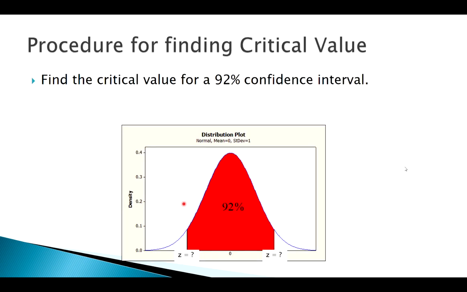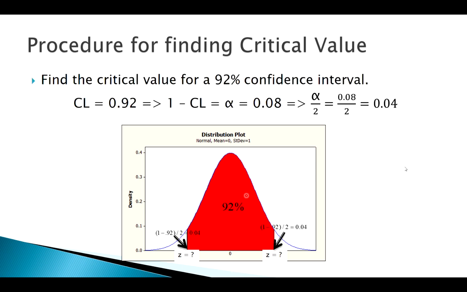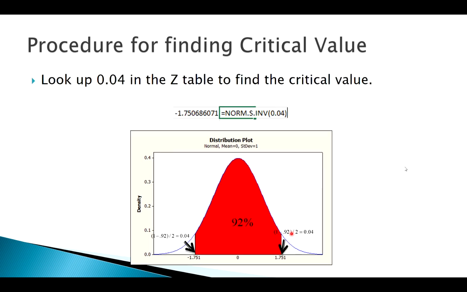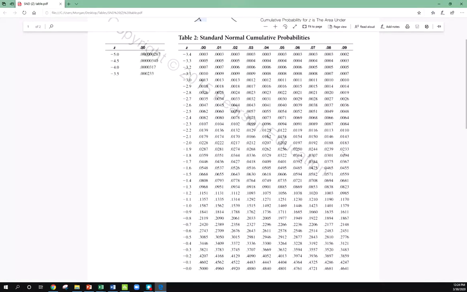Alright, so say we want to find the critical value for a 92% confidence interval. So first, we're going to want to draw our picture. I think that helps us keep everything straight from the beginning. We then use this idea, 0.92, 1 minus 0.92 leaves us 0.08, divide by 2, 0.04. And finally, look that up in the z-table. With that 0.04, let's see what that shows us in our z-table.